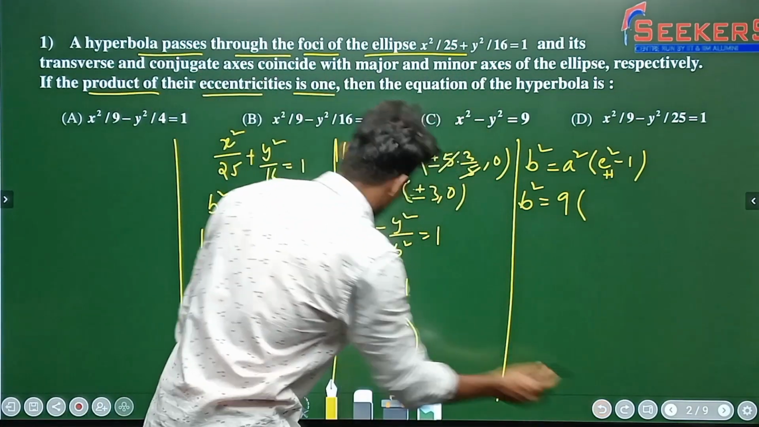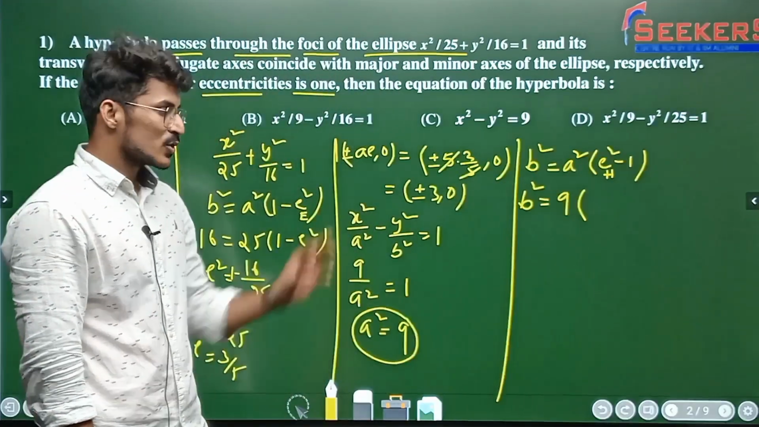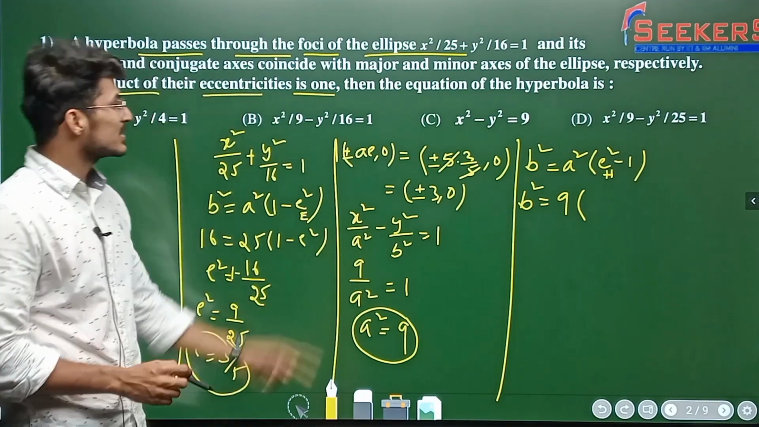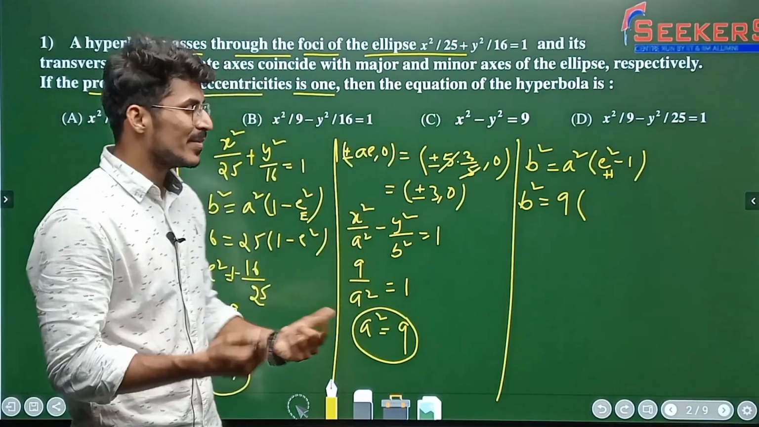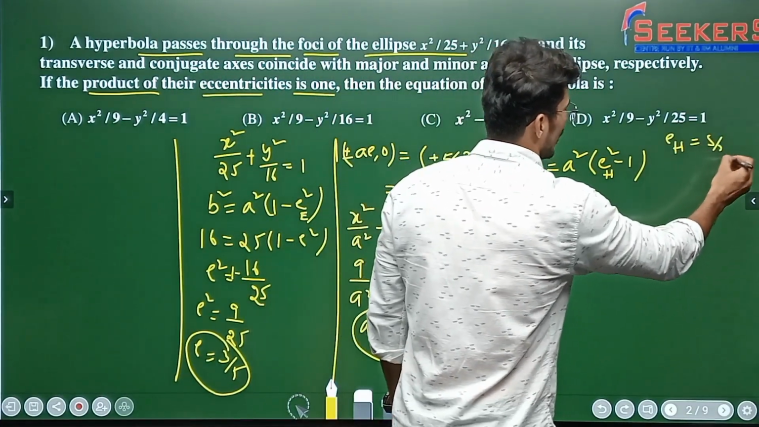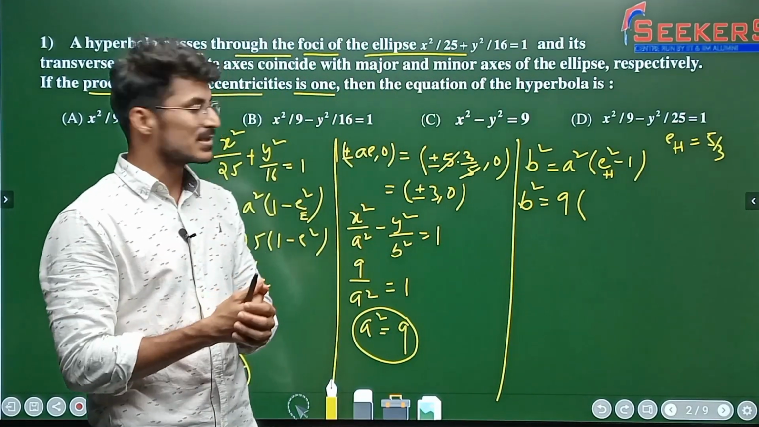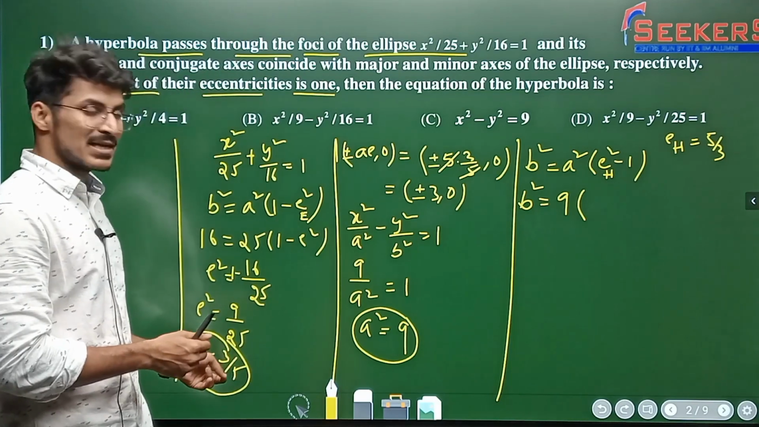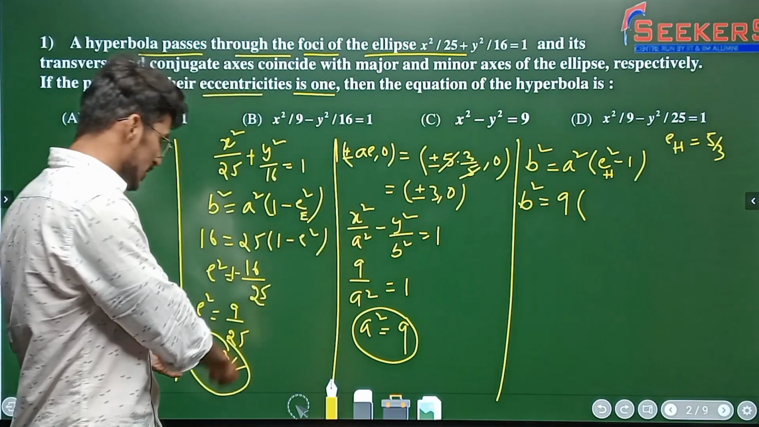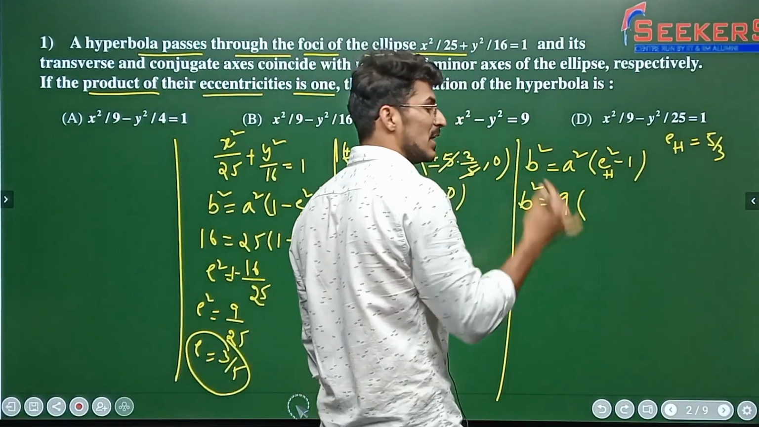Are you getting my point? Eccentricity of the ellipse, and that is what? Eccentricity of the hyperbola. So now, as I told earlier, eccentricity of the ellipse is 3 by 5 here. Eccentricity of the hyperbola is going to be 5 by 3. How is it 5 by 3? He has given that the product of the eccentricities of the ellipse and hyperbola is 1. So if the eccentricity of the ellipse is 3 by 5, then the eccentricity of the hyperbola has to be 5 by 3. Then only this into that becomes 1. Alright, so 5 by 3 is going to be the eccentricity of the hyperbola.